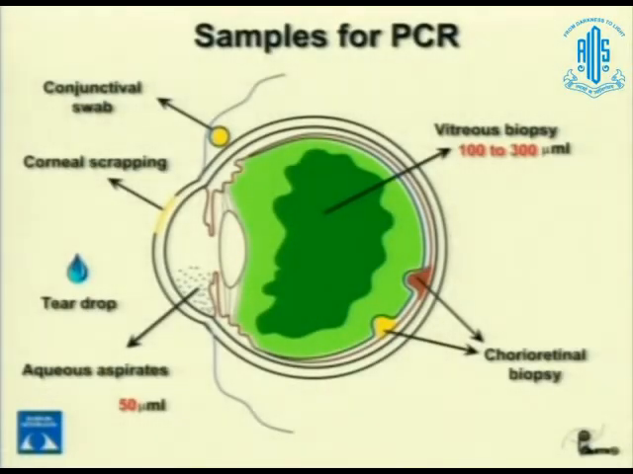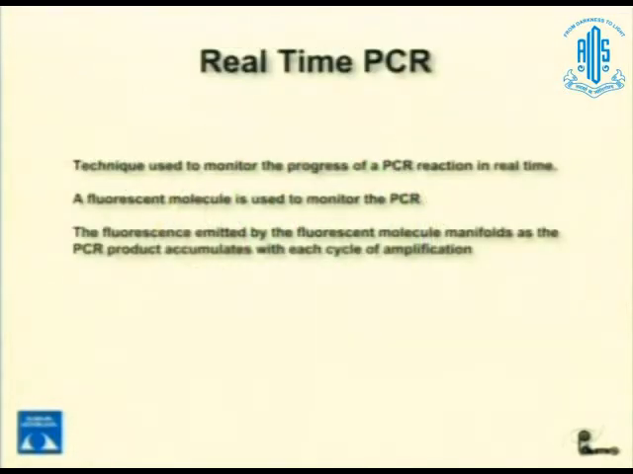Now for PCR, any sample can be sent for polymerase chain reaction, starting from the conjunctival swab, tear drop, aqueous aspirate, vitreous biopsy, chorioretinal biopsy. Now, the newest technique is the real-time PCR. What is this technique? The real-time PCR is a technique used to monitor the progress of a PCR reaction. So, one fluorescent molecule is used which measures it manifold as the PCR products accumulate in each cycle of the amplification.